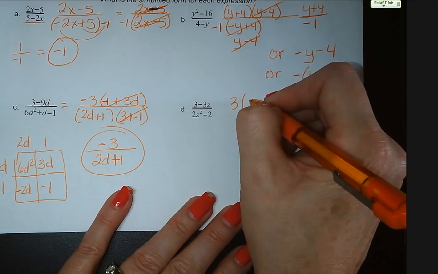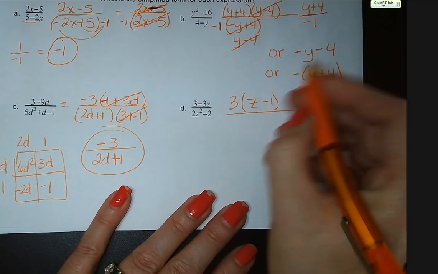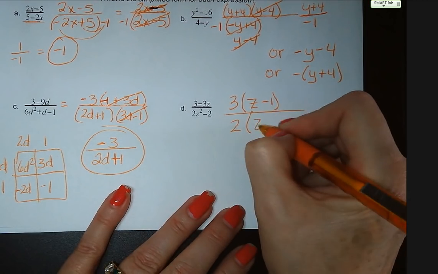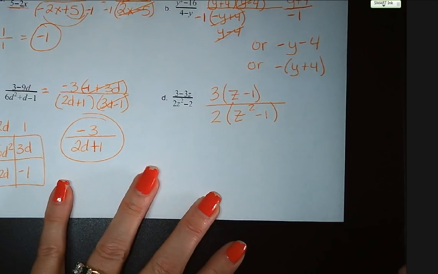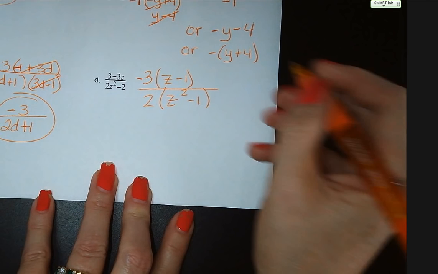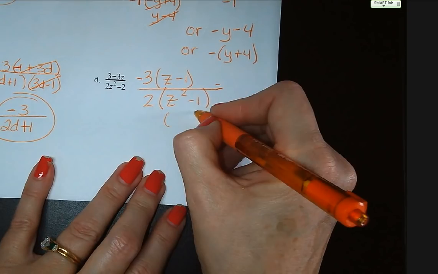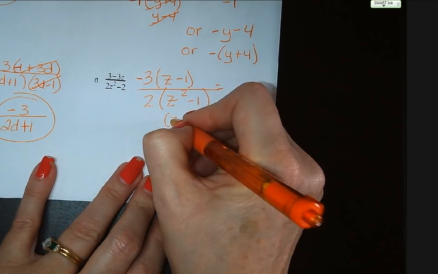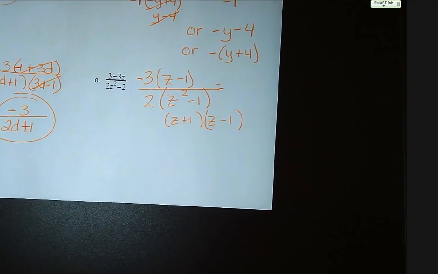All right, next up, letter D, we have 3 minus 3z, so we have 3 times the quantity z minus 1. Should be negative 3 that you would have pulled out there. And we have 2 times z squared minus 1. Ooh, z squared, difference of perfect squares. Right, Ms. Smith? I do love difference of perfect squares. All right, so it's z plus 1 and z minus 1.